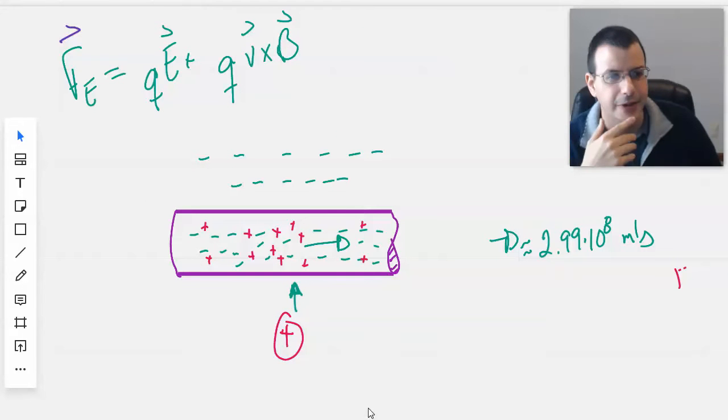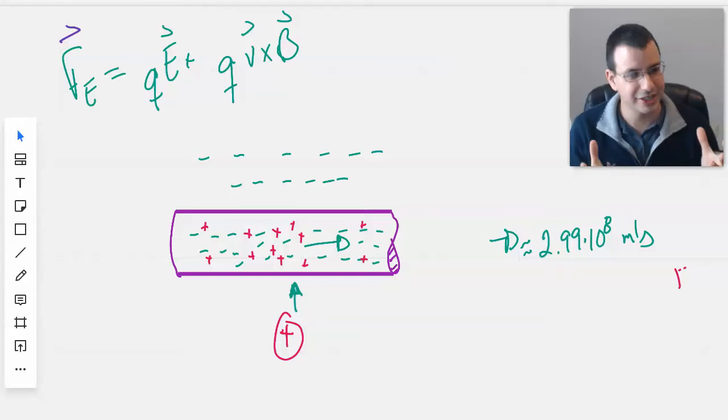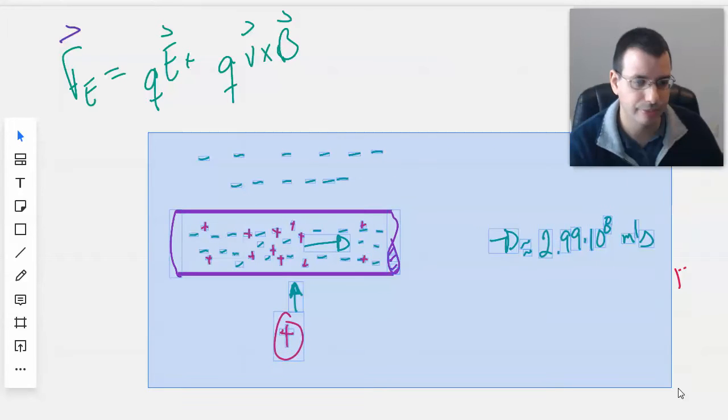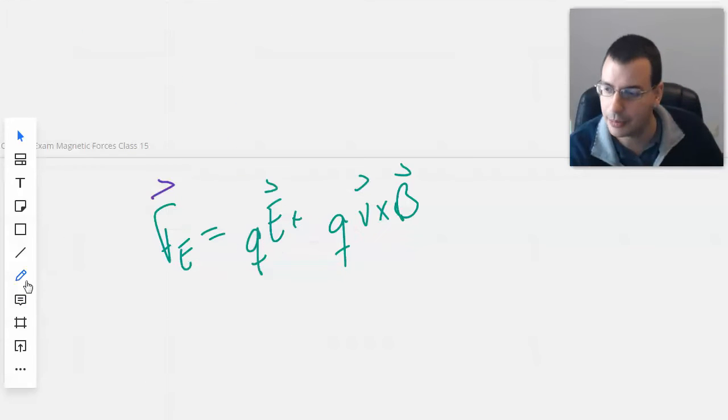Okay, that looks good. So now we're going to go into some more of the practicalities of how we interact with magnetism. Let that get deleted. Leave this formula up here.